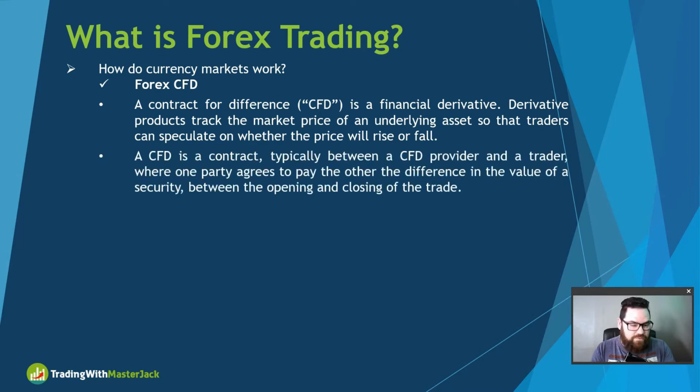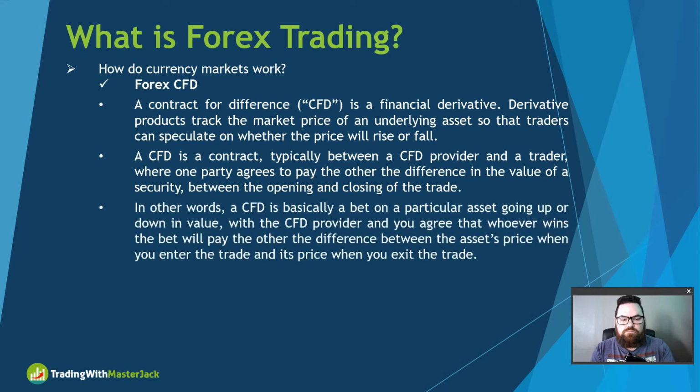A CFD is a contract, typically between a CFD provider, the broker, and a trader, where one party agrees to pay the other the difference in the value of a security between the opening and the closing of the trade, whether you had chosen that the direction would go up or down. In other words, a CFD is basically a bet on a particular asset going up or down in value. With the CFD provider, you agree that whoever wins the bet will pay the other the difference between the asset's price when you enter the trade and its price when you exit the trade.